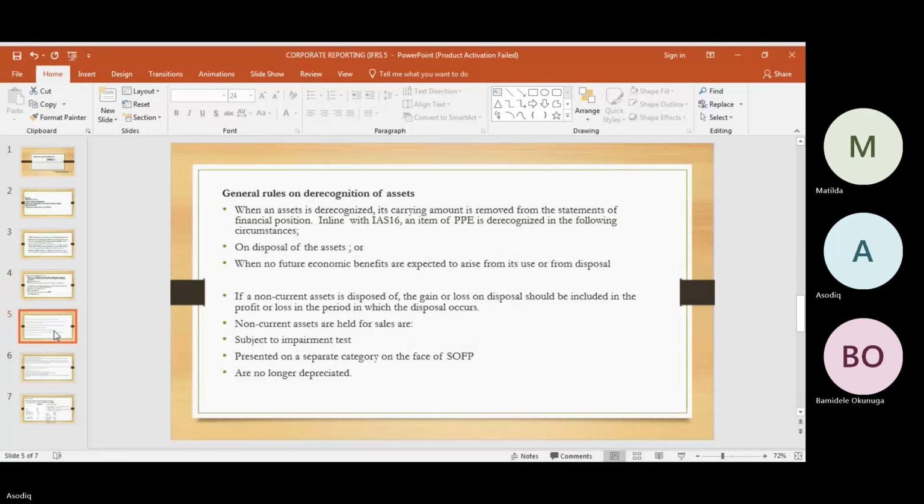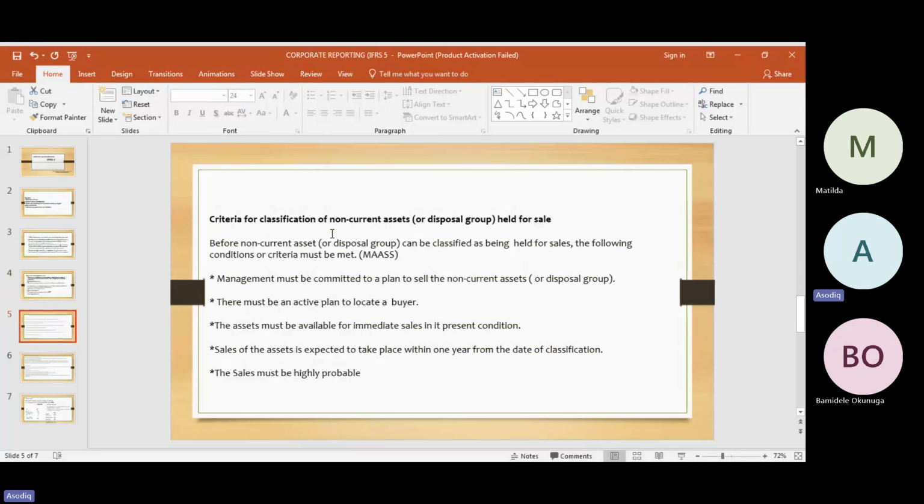Now, we have criteria for classification of non-current assets or disposal groups held for sale. Before a non-current asset or disposal group can be classified as being held for sale, the following conditions or criteria must be met. This is the acronym. For exam simplicity, we have MAS. What does MAS mean? To make it simpler, because basically I can love setting or asking questions on the criteria or conditions that a particular asset must meet before it can be categorized as held for sale or discontinued operation.